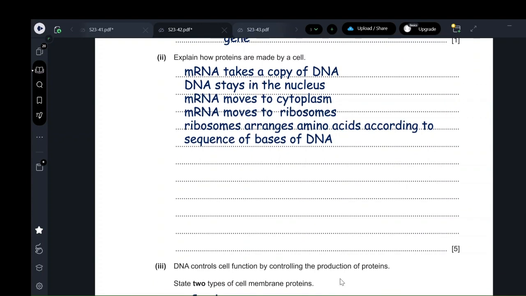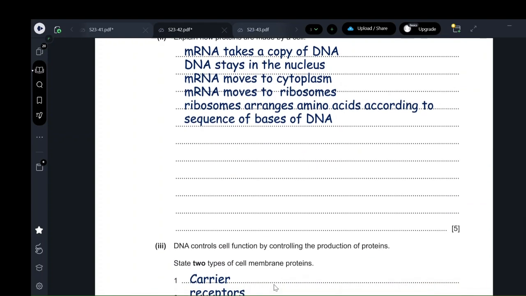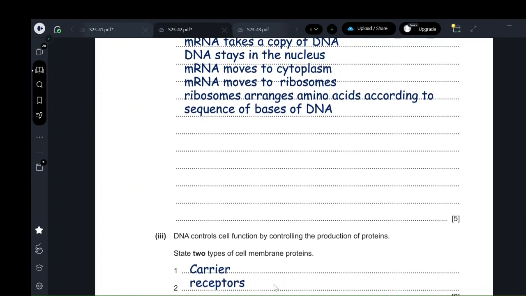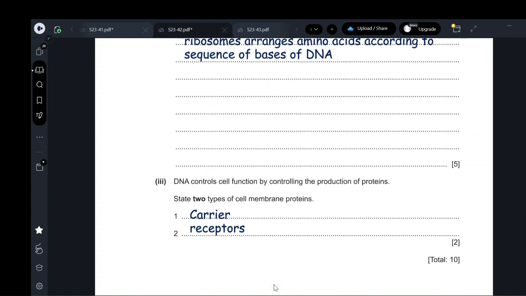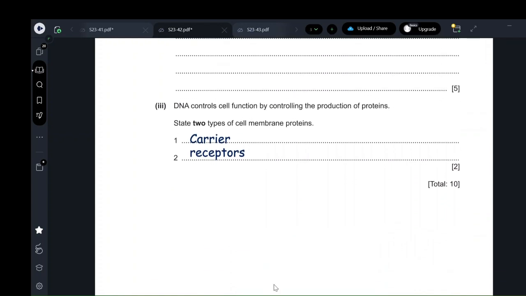State 2 proteins found in the cell membrane. What are the proteins found in the cell membranes? We took carrier proteins in the cell membrane that are used for active transport. I can also say receptor proteins. The receptors of the cells for the neurotransmitters, for example, are found on the cell membranes and they are made of protein. You can also say enzymes. Sometimes the enzymes are in the cell membranes.